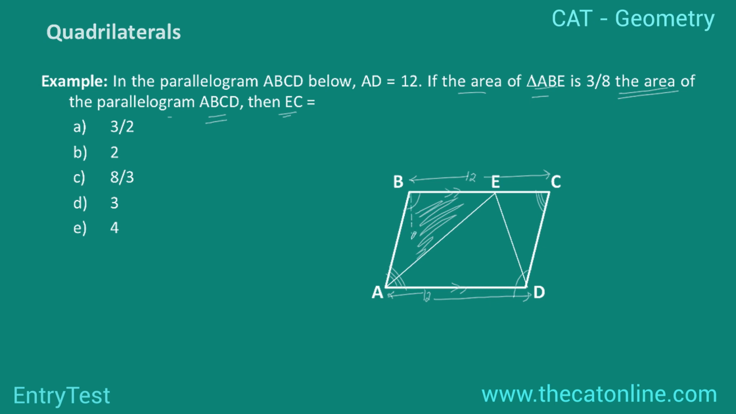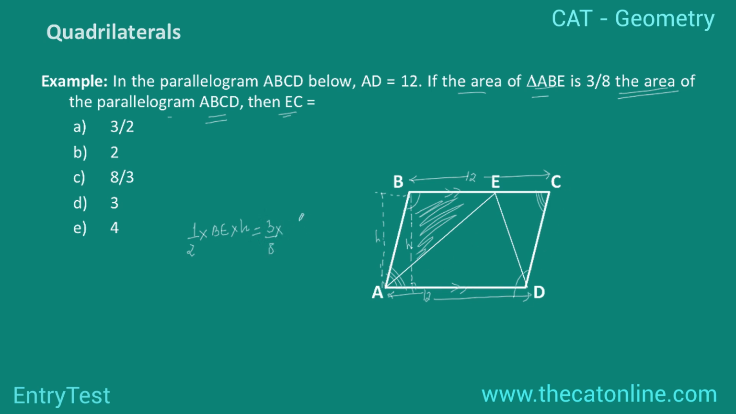If I draw it for the parallelogram, let me call this H. And if I draw it for the triangle, the perpendicular height will be outside the triangle, again H. So if I just apply the formula, the area of ABE is half into base, the base will be BE, into height, which will be H. Note that the height of both the triangle and the parallelogram would be the same. This area is 3/8 the area of parallelogram.